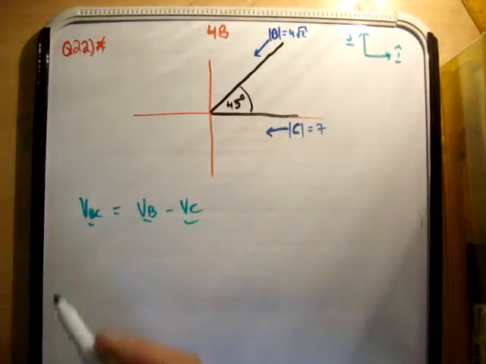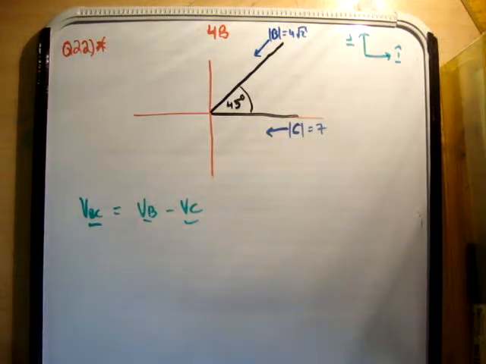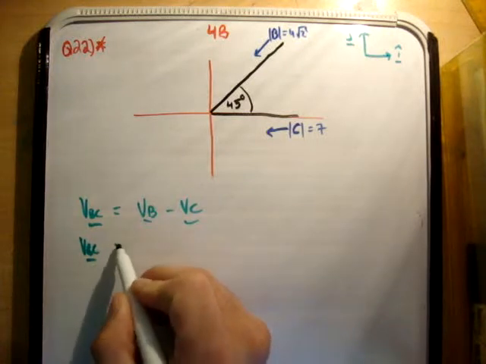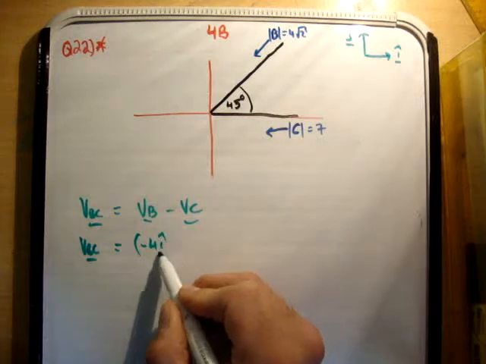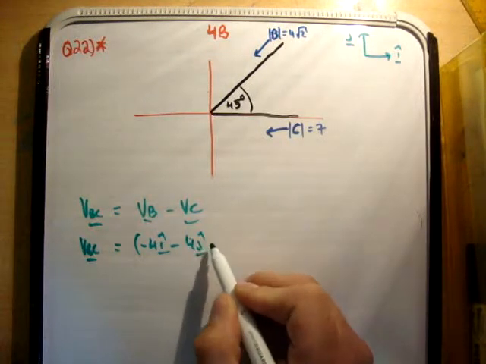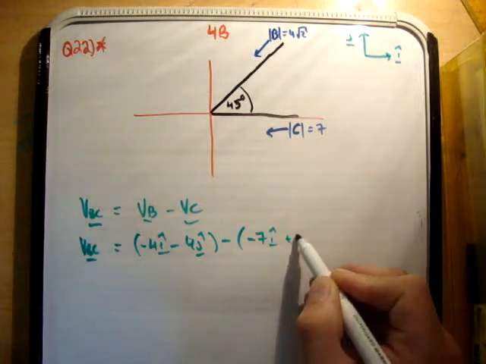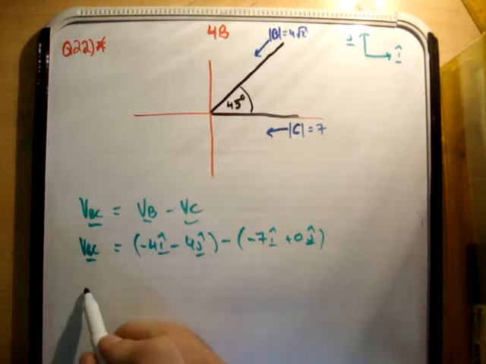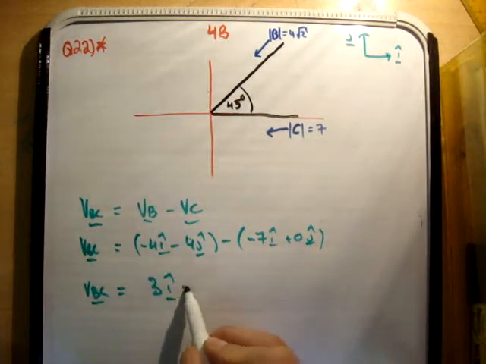Alright, so mathematically as normal it's very straightforward. However, crucially, C is in the frame of reference whereby it believes it is stationary. So VBC is equal to the velocity of the bus, which was negative 4i, negative 4j, minus negative 7i plus 0j. And as a result of that, you're going to get that VBC is equal to 3i hat, negative 4j.